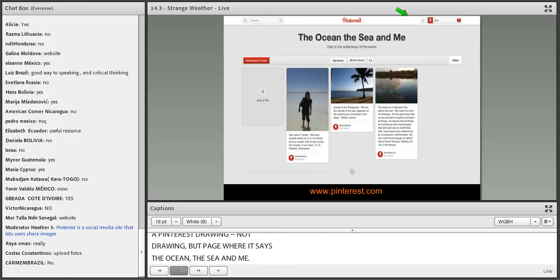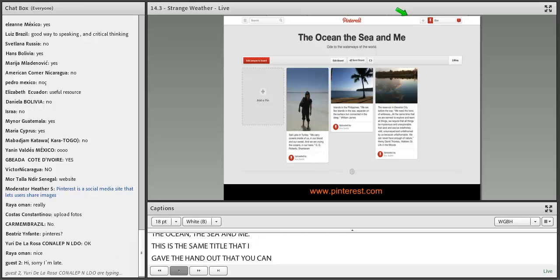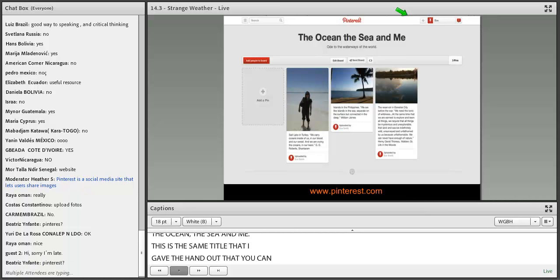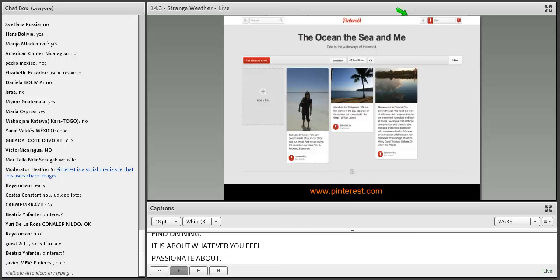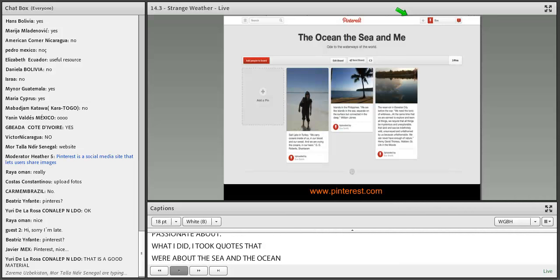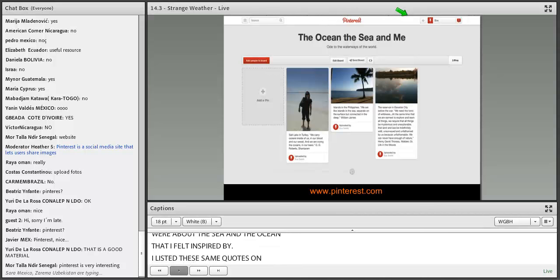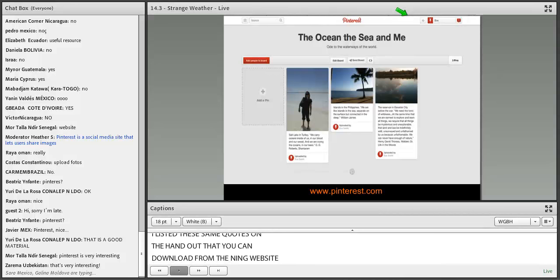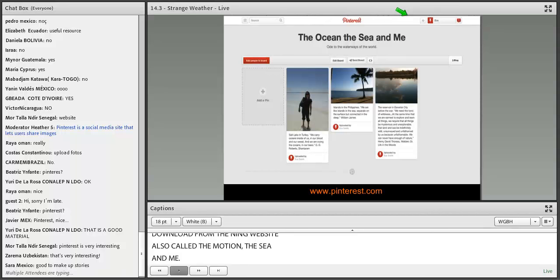So when you create a page on Pinterest, it is about whatever you feel passionate about. And what I did is I took quotes that were about the sea and about the ocean that I felt inspired by. I listed these same quotes on the handout that you can download from the Ning website, also called The Ocean, the Sea, and Me. So I uploaded photos of different sections of the ocean or lakes or waterways that I saw, and I tried to match the same feeling of the photo with the feeling of the quote.